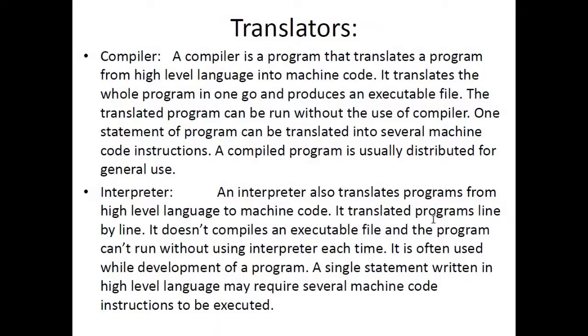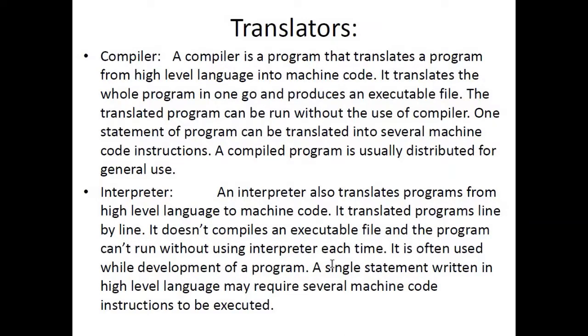It translates the program line by line. It doesn't create an executable file, and the program can't run without using the interpreter each time. It is often used during development of a program, whereas a compiler is used in the production phase, when all the lines of code have been written, checked and debugged. Then we run a compiler to produce an exe file and hand it over to a client for installation.